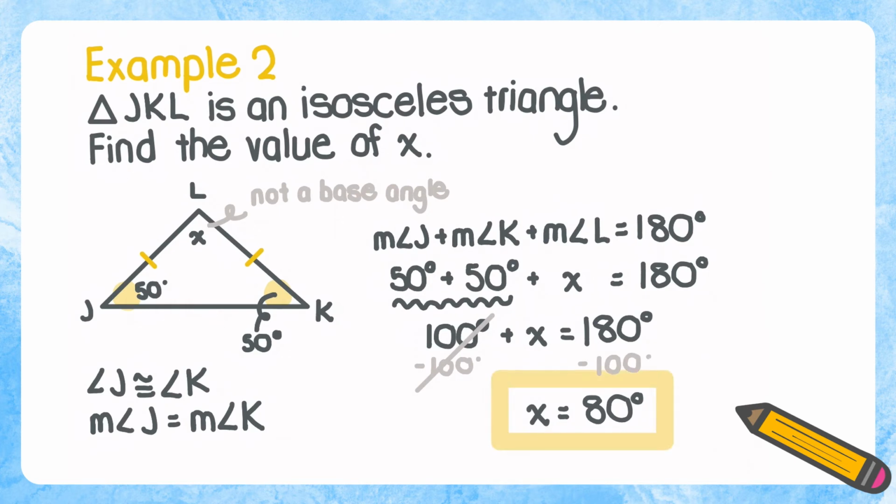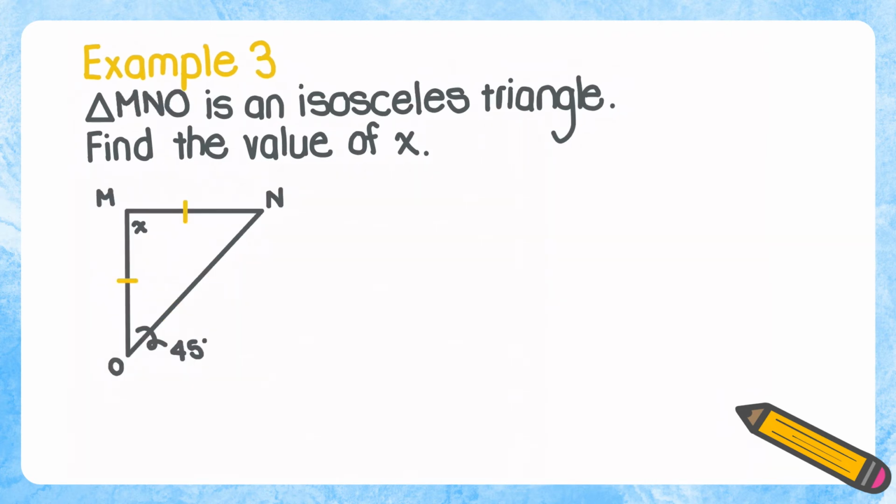So in this case, we use the idea of base angles as well as the fact that the interior angles of a triangle add up to 180 degrees. So just because you see an x, do not automatically think that it's a base angle. For example 3, triangle MNO is an isosceles triangle. Go ahead and try this example on your own, and then press play when you're ready to compare answers.